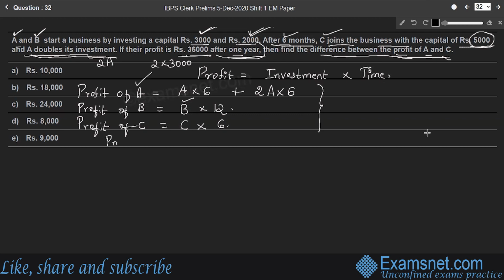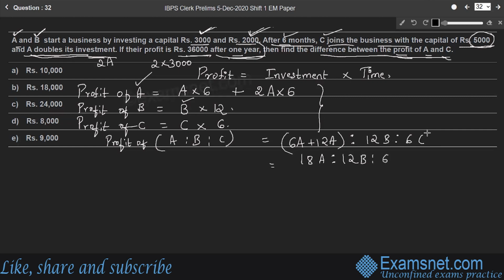Therefore, profit of A, B and C. Profit of A is to profit of B is to profit of C. So here it is 6A plus 12A is to 12B is to 6C, right? Which is 18A is to 12B is to 6C, or we can write it as 3A is to 2B is to C. And the ratio of their profit are in the form of 3A is to 2B is to C.